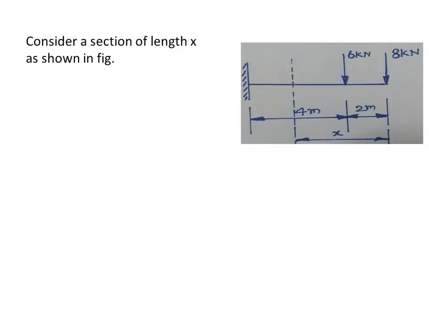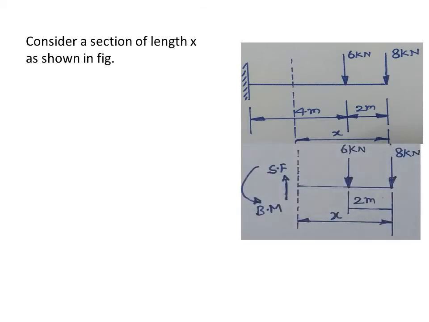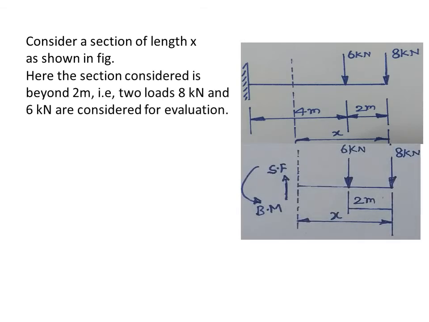Consider a section of length x as shown in the figure. Here the section considered is beyond 2 meters. That is, two loads, 8 kilonewtons and 6 kilonewtons, are considered for evaluation. In the earlier slide, we considered the section in between 8 kilonewtons and 6 kilonewtons.